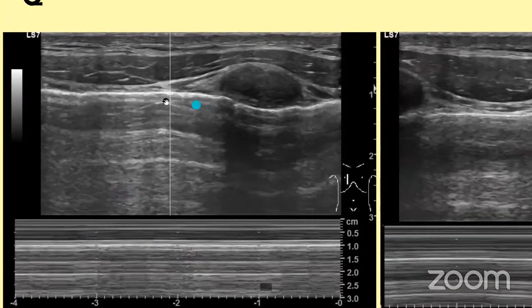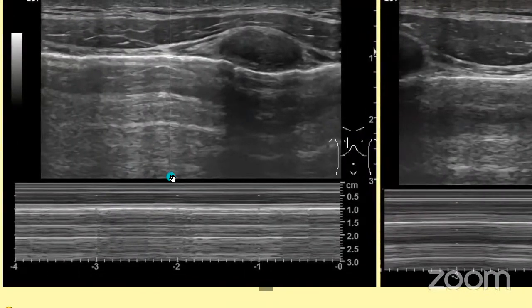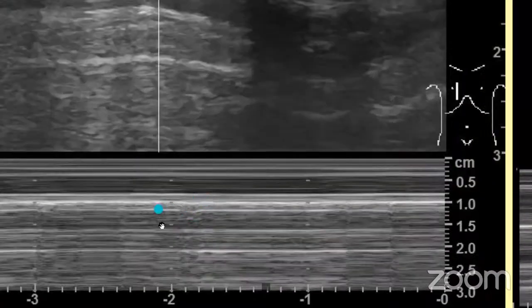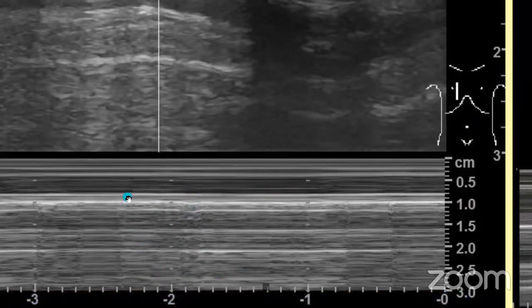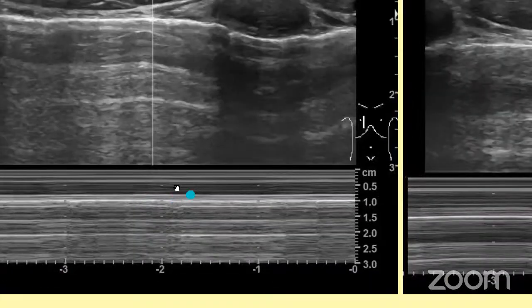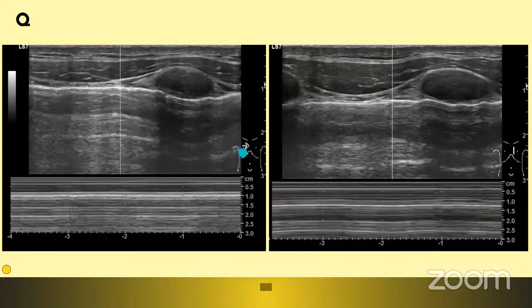And also, if you see here, we cannot appreciate much in this region because M mode is all about motion, so better to ignore this part. In M mode, here you are seeing a lot of dotted structures like sand, and here we are seeing some beach water kind of thing. So this is the seashore sign seen in a normal lung. So the right lung is normal.